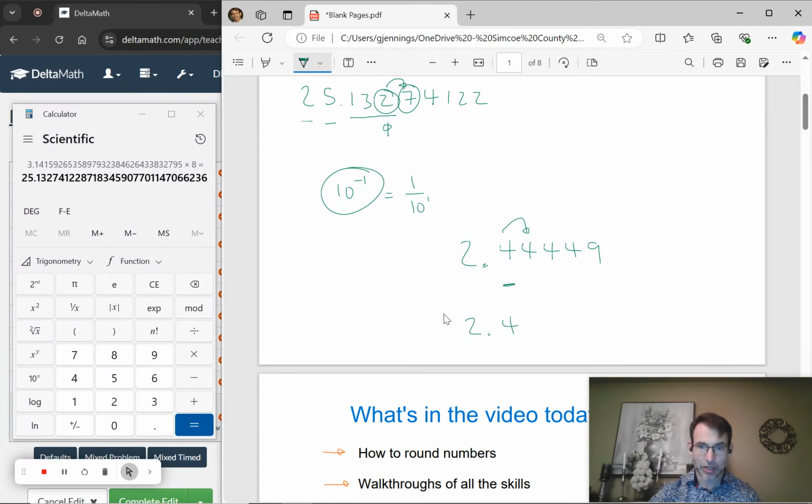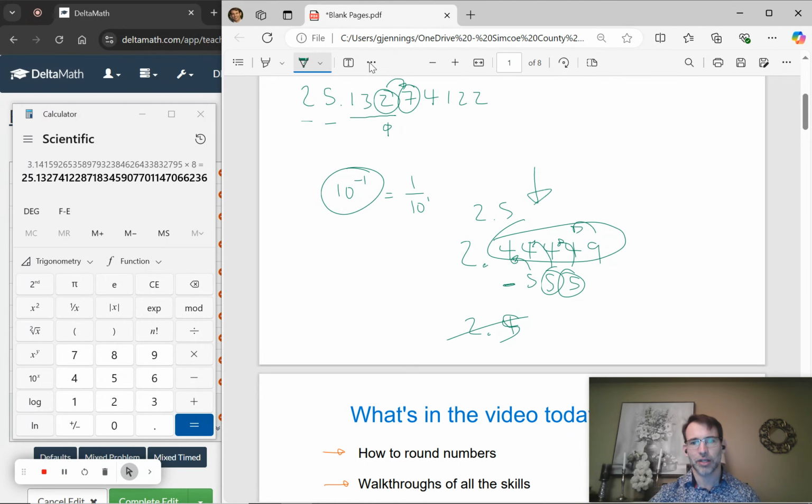But here's the big brain thing that students will do. They'll say, well, if I round here, I can get a 5. And then this 5 would round that one up, and that would be a 5. And then this 5 would round that one up, and that would be a 5. So I'm going to say this is 2.5. No, don't do that. You can't round more than once. You're rounding and rounding and compounding your rounding error. It's a very strange, weird thing to do. This whole thing is less than 2.5, so it rounds down.